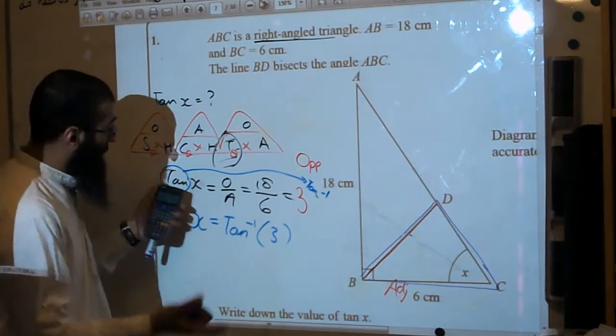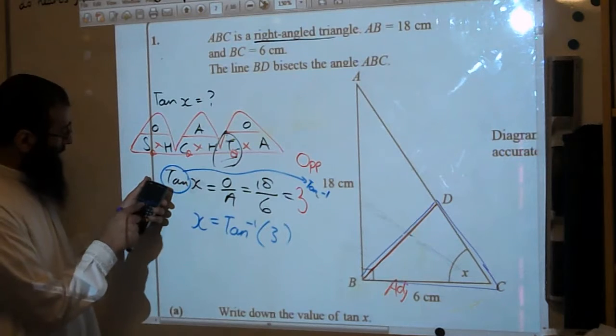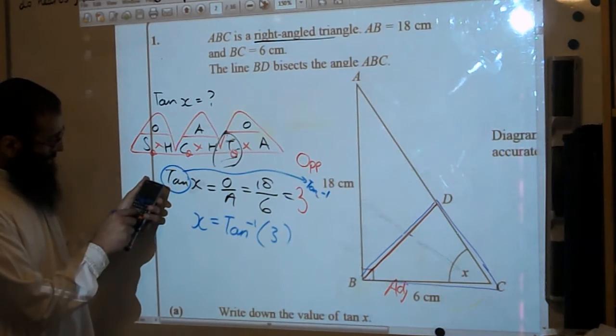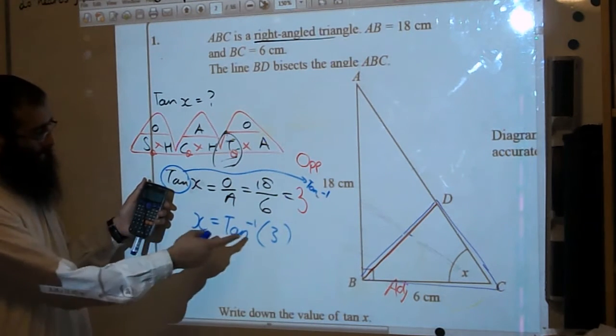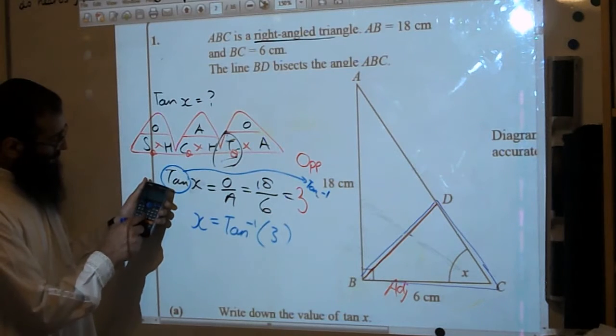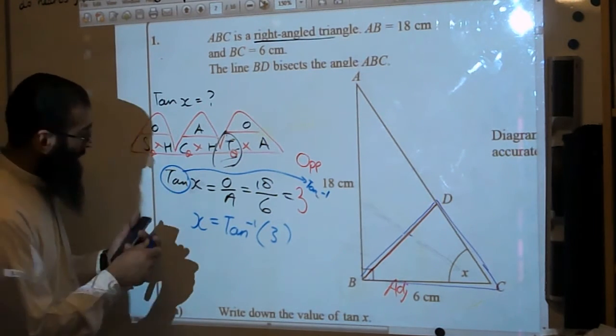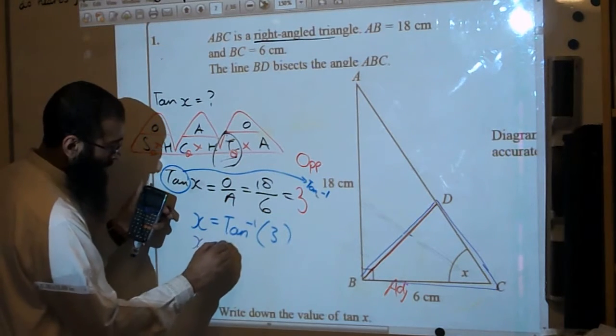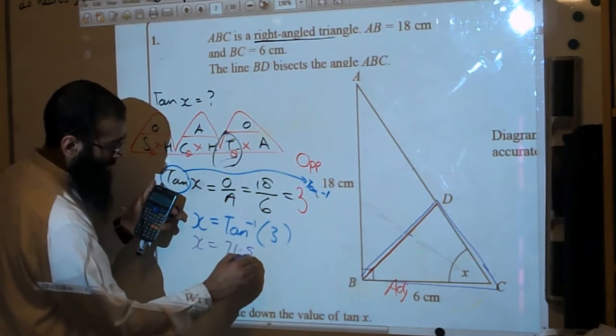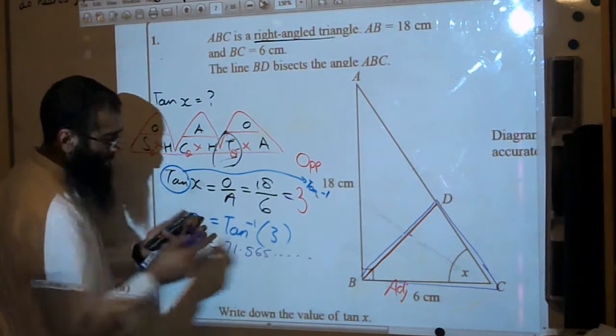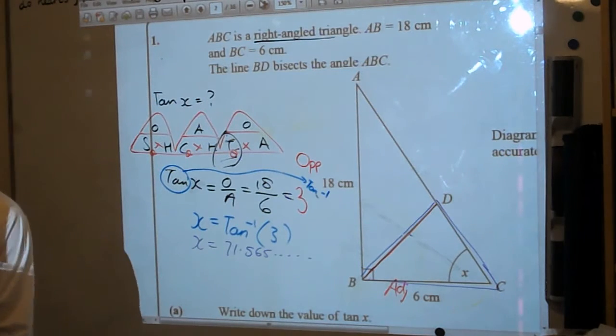I know you can't see this on the camera, but I'm going to read it through. You press shift, you press the tan button, and now we press the number 3, close the brackets, equals 71.56. Is that what everybody got? So x is equal to 71.565.